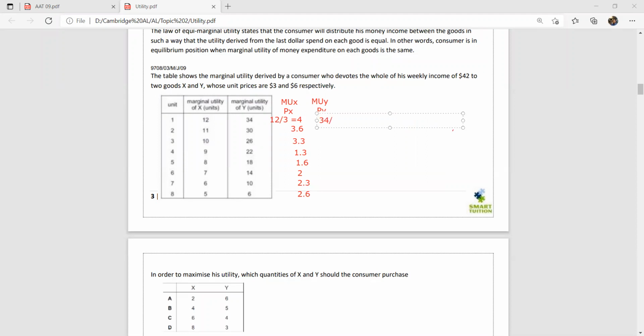Now for Y: 34 divided by 6. 30 divided by 6. 26 divided by 6. 22 divided by 6. 18 divided by 6. 14 divided by 6. 10 divided by 6. 6 divided by 6.